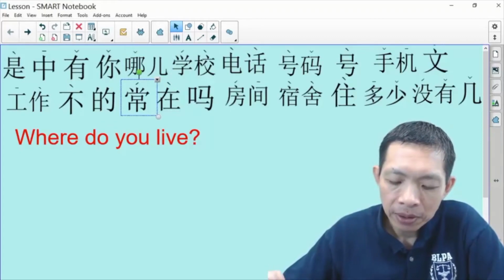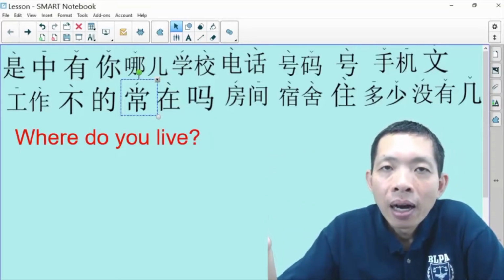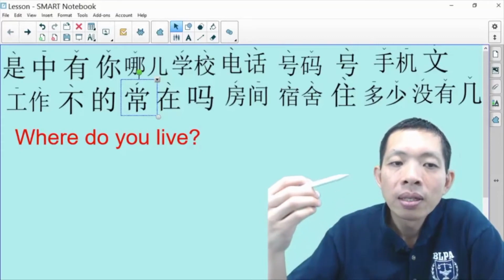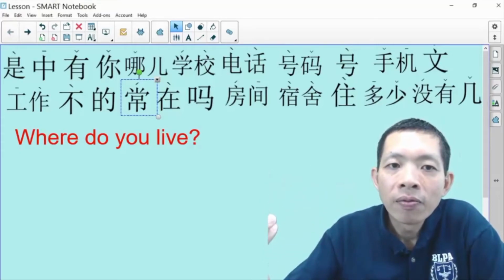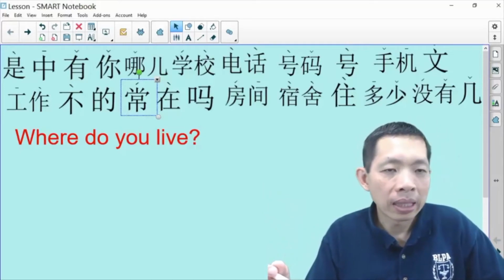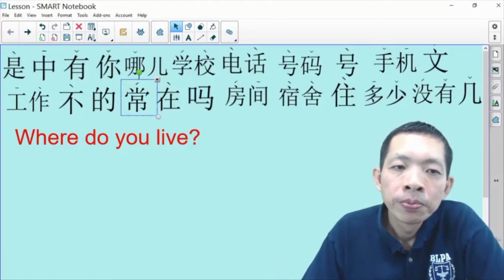Now let's look at the first sentence. Where do you live? It's a very common question. People are going to ask you, hey, where do you live? How do you say that? If you can say it out loud and visualize it, then the next step you just need to find the characters for it. So let's give you a couple of seconds since it's a very short one. Where do you live?